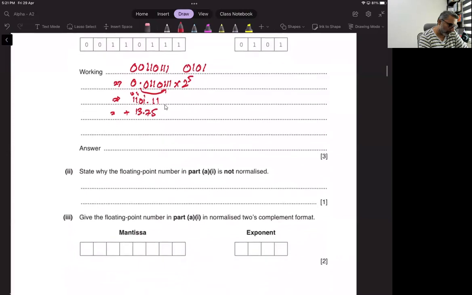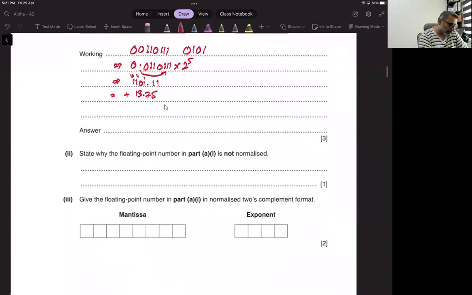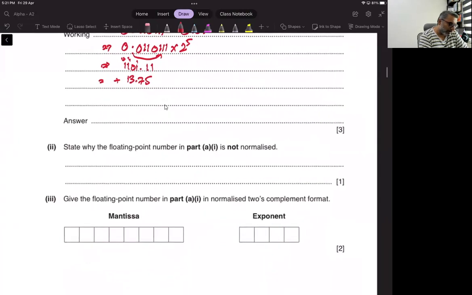Now, state why the floating point number in part A is not normalized, because the first 2 bits are the same.